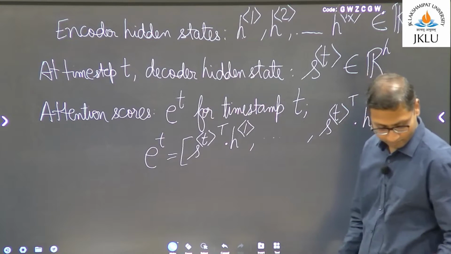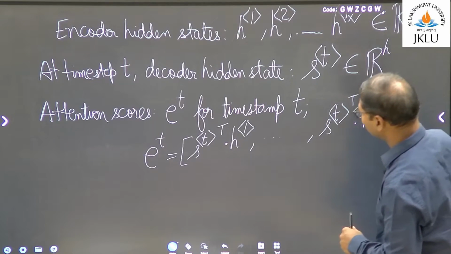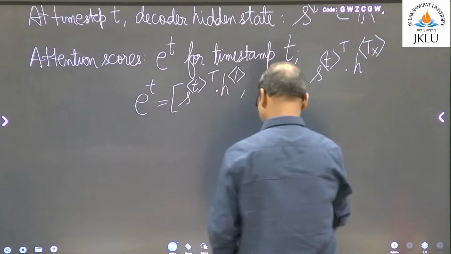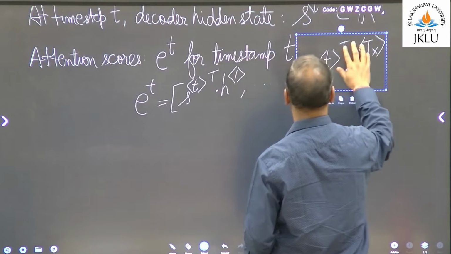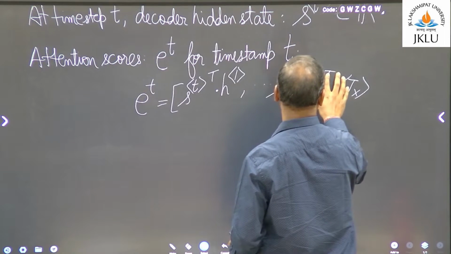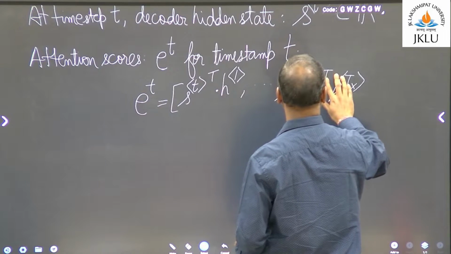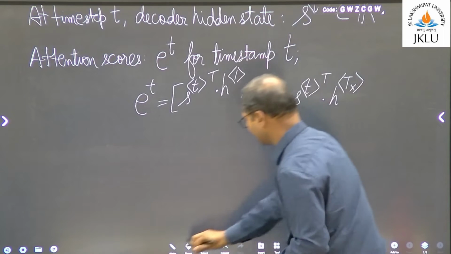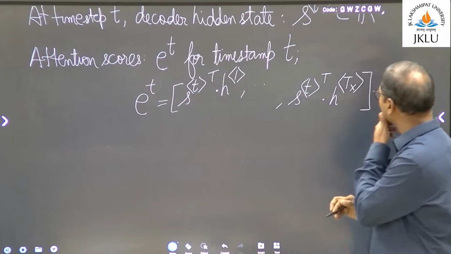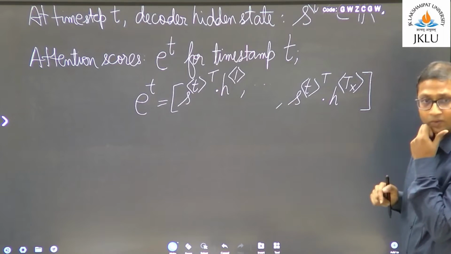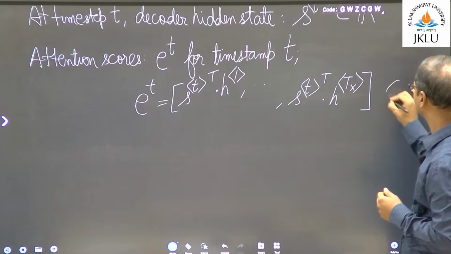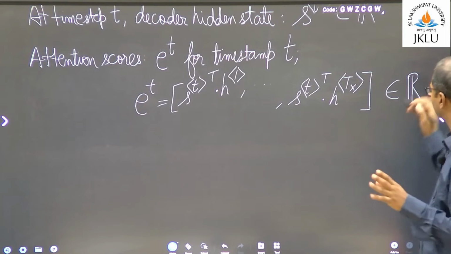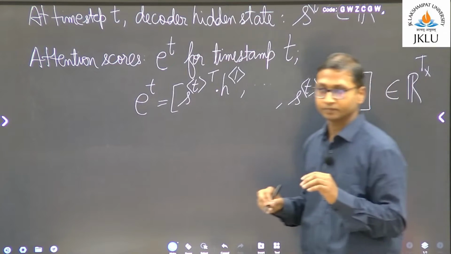This is fine, right? So what is the dimension of this vector ET now? TX, right?